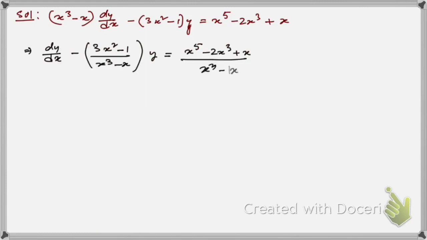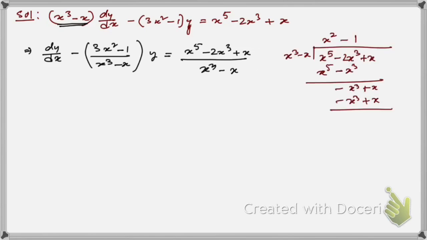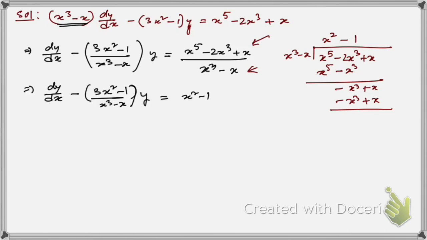So now you see, in dividing each term of this differential equation by x cube minus x, we have got this form. Now let us divide the numerator by the denominator. Dividing the numerator by the denominator, we have got x square minus 1. So now the equation becomes of this form.